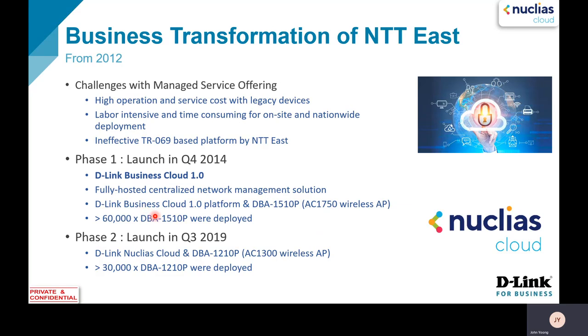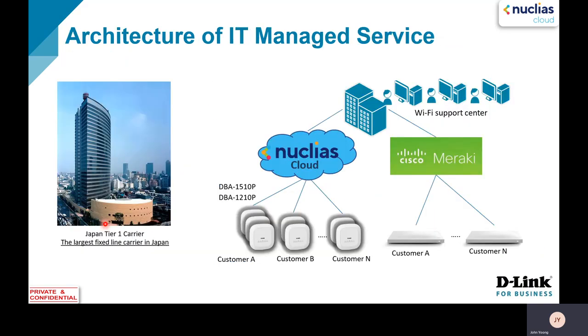So as you can see, the result is very good. So in phase two, we launched in 2019 Q3. It's officially called Nuclias Cloud, together with the DBA 1210. It's an AC 1300. Same thing, it's more than 30,000. So for the architecture for the NTTEs, it comes with two packages.